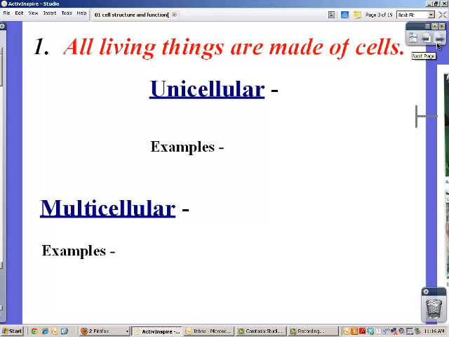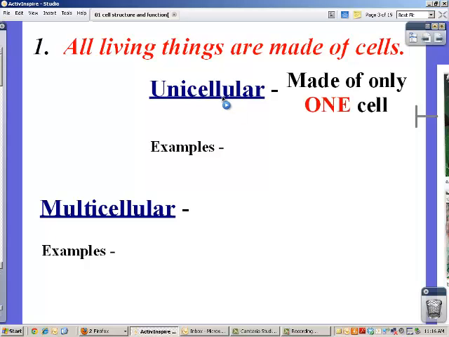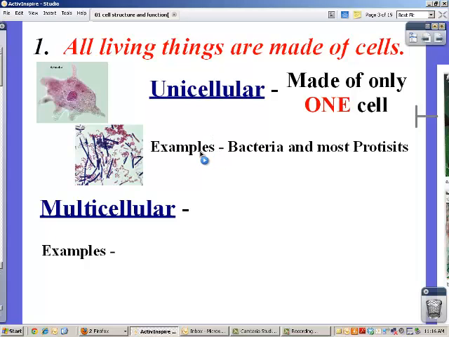So for one, remember that all living things are made out of cells. We learned this from our characteristics of life. And there are also two generalized terms that we can use for cells. The first being unicellular. And when I say unicellular, I simply mean that it's made of only one cell. Some very good examples of these would be bacteria or most protists that we have out there.